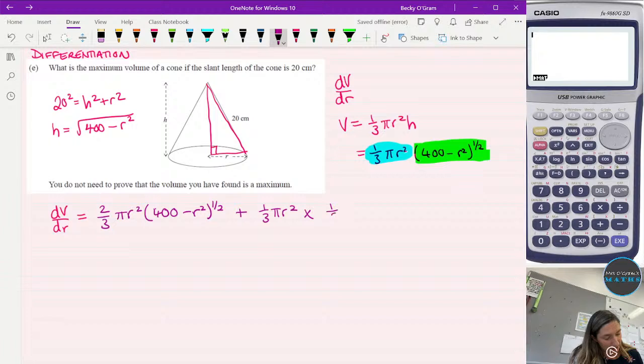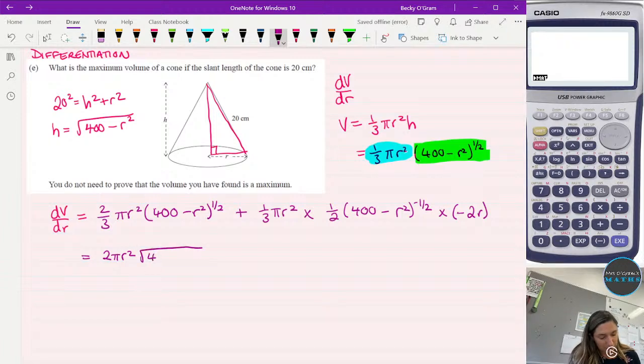So that will be 1/2 (400 - r squared) to the minus 1/2 times the derivative of the inside, which is minus 2r. Okay, now collecting that together, we have 2 pi r squared times the square root of 400 minus r squared, all over 3. I've changed it into a square root now because we're going to go on and solve it, and I find that a little easier to deal with. Let me just do that a little neater though.